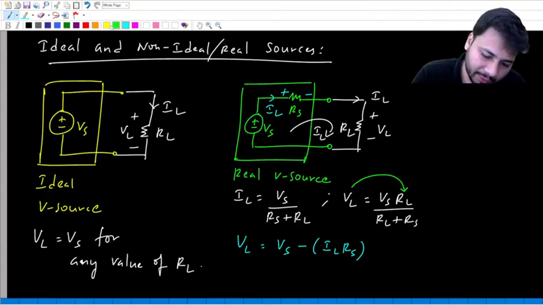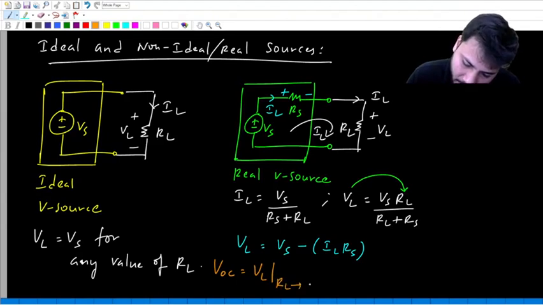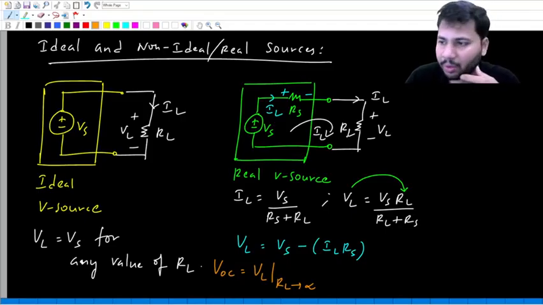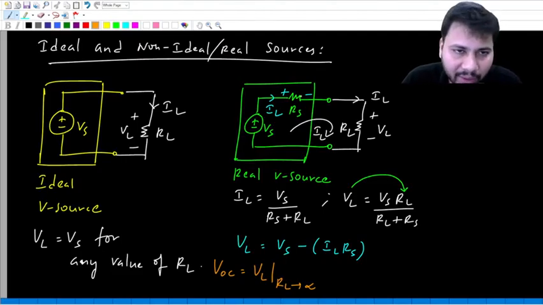Here we can also define something called VOC. So what is VOC? It is the load voltage when the load becomes open. So when will the load become open? When the load resistance value tends to infinity. Yes, when RL tends to infinity, the load becomes open. When the load becomes open, what is the current in the circuit? The loop becomes open, then the loop current will become zero. If the loop current is zero, then the drop across the internal resistance would be zero. Then this entire voltage Vs will drop across this open circuit.